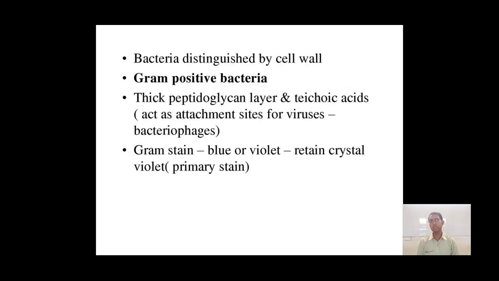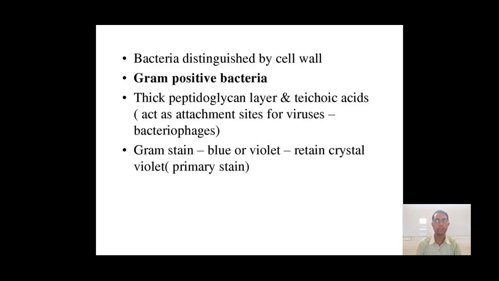Now there are two types of bacterial cell: gram positive bacteria and gram negative bacteria. The peptidoglycan layer present in gram positive bacteria is very thick, and there is teichoic acid, and due to that they show a blue or violet color when we apply the gram staining method to the bacteria.